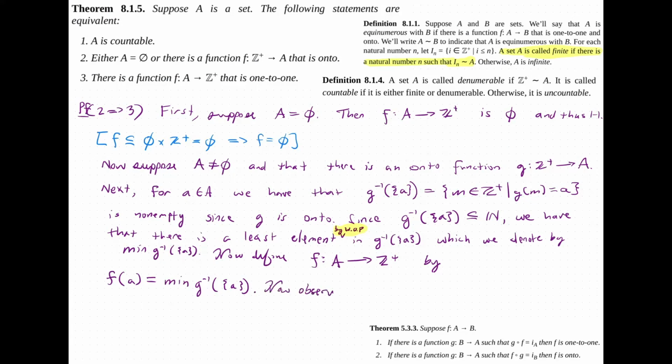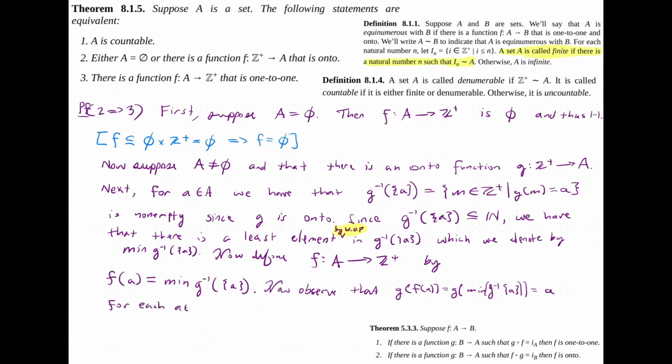Now observe that if we take g of f of a, we get g of the minimum of the inverse image of a. But now the inverse image of a is the set of all those positive integers m that map to a, and we're taking the smallest value of those, and once we have that smallest value, it's some positive integer that maps to a. So g of that is going to be back a.